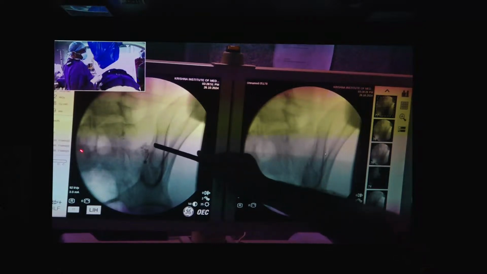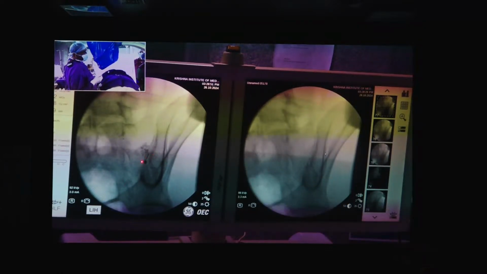You can see that the contrast is aligning around the border of the SI joint, and some drug is around as a periarticular injection. So this is confirmatory for us. We confirm again in the lateral view. Lateral view, please.